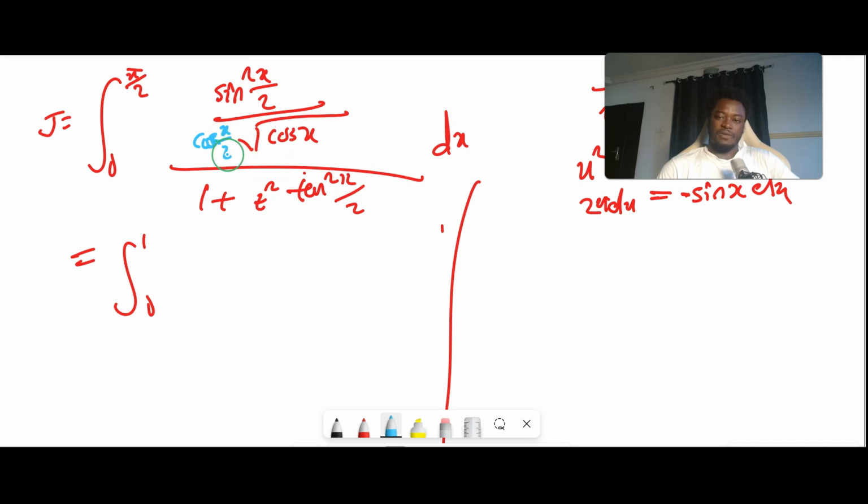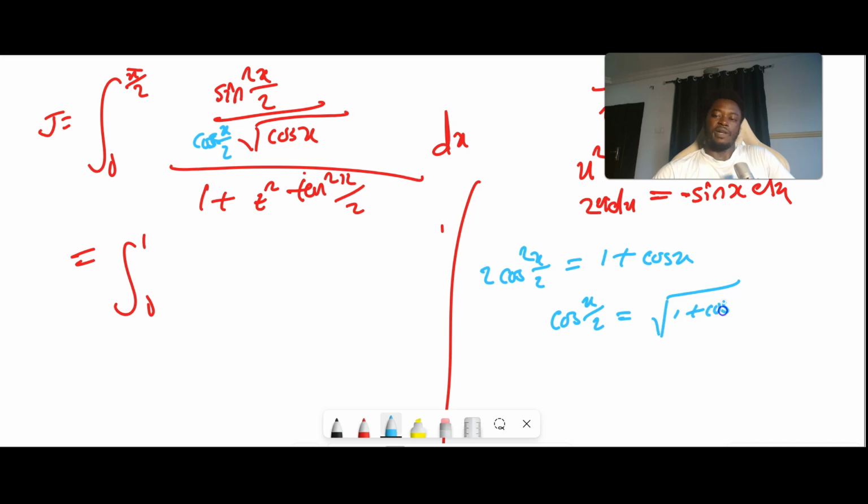So first of all, what is cosine of x over 2? Because we know that twice cosine squared of x over 2 is equal to 1 plus cosine of x. Which means that cosine of x over 2 would be the square root of 1 plus cosine of x all divided by 2, which, with cosine of x being u squared, is the square root of 1 plus u squared all divided by 2, which is 1 over square root of 2 times square root of 1 plus u squared.